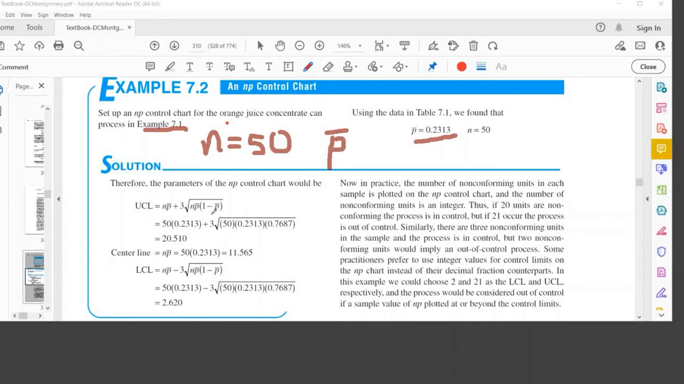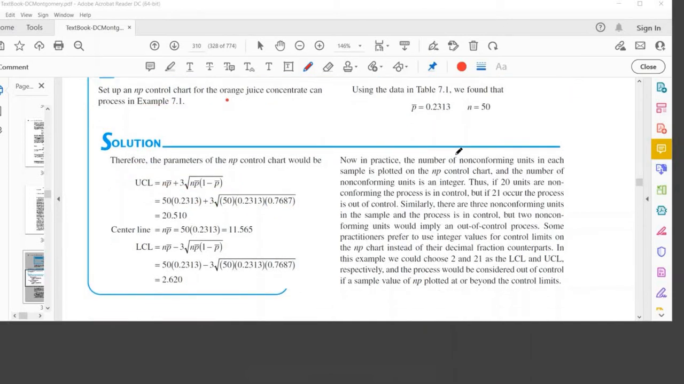And the others are very simple. In this formula, just put in these numbers: n is 50, p bar is 0.2313, plus 3, and n is 50. This is p bar, this is 1 minus p bar. So you are ready to get the upper control limit. For the lower control limit, just change the symbol here to minus, and then you get this value. As simple as that.